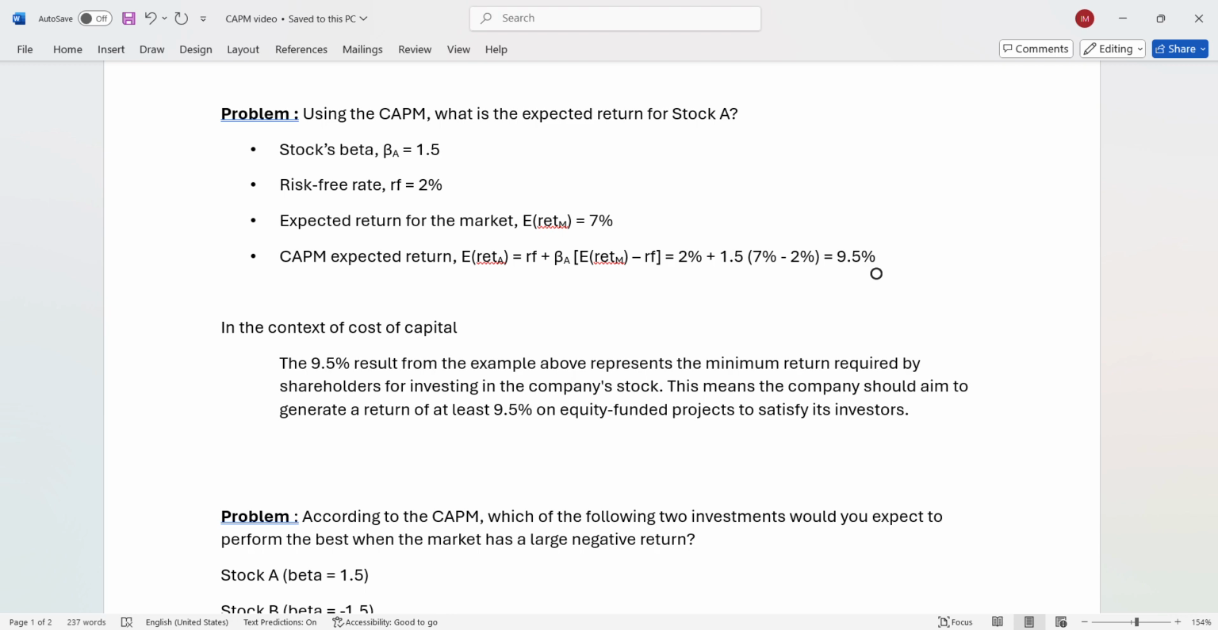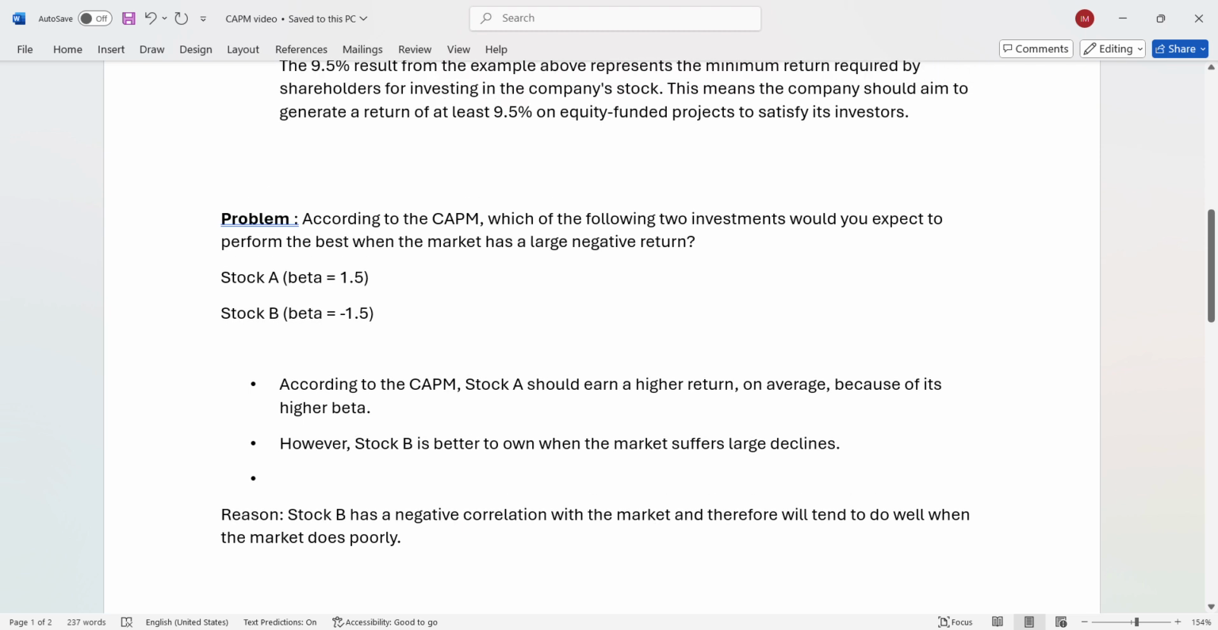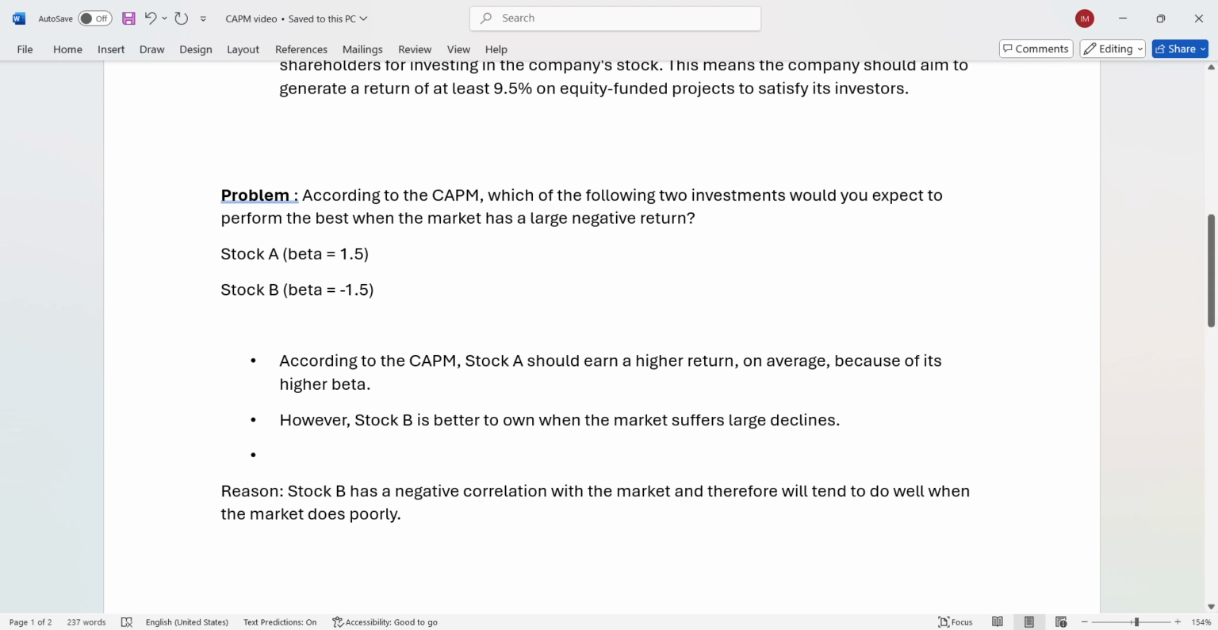Another example in your book asks: according to the CAPM, which of the following two investments would you expect to perform the best when the market has a large negative return? So this is the key point. You have to read the question very carefully, because in the usual case, stock A should earn a higher return, right? Because stock A has a higher beta, you see the beta is 1.5, but for stock B, the beta is negative 1.5.